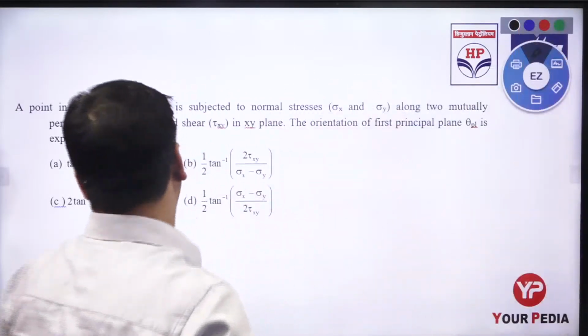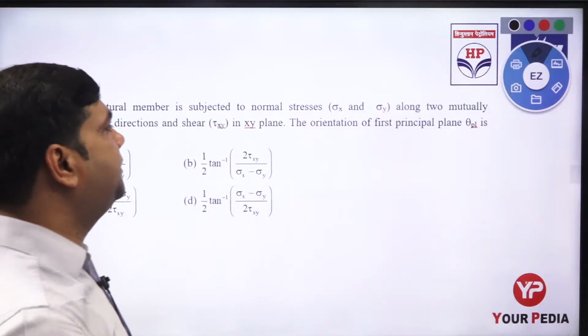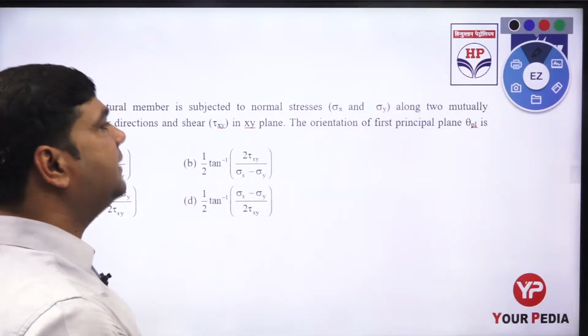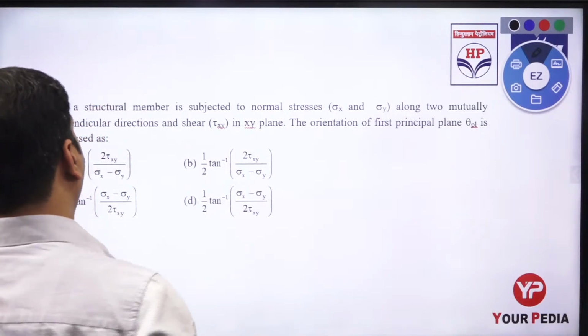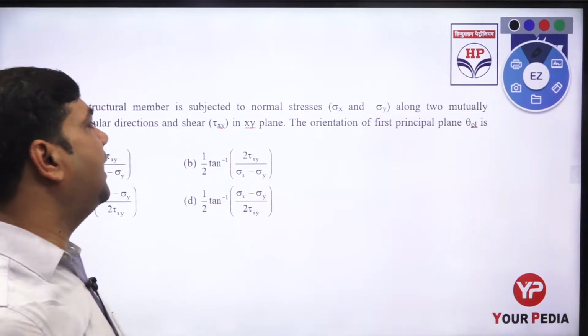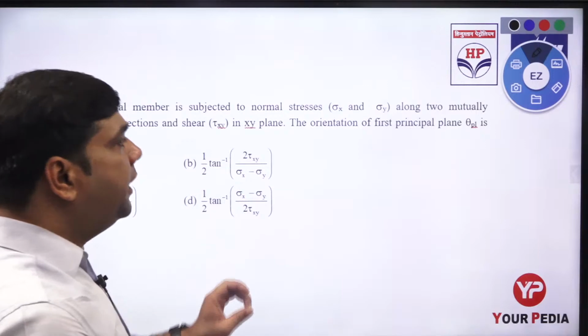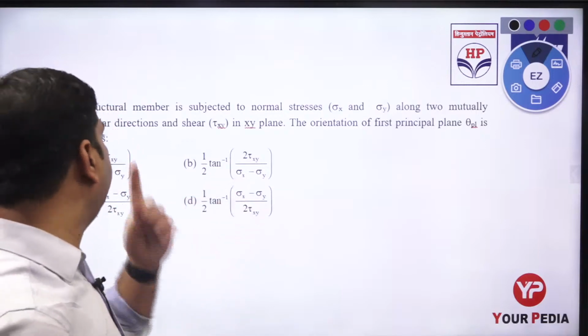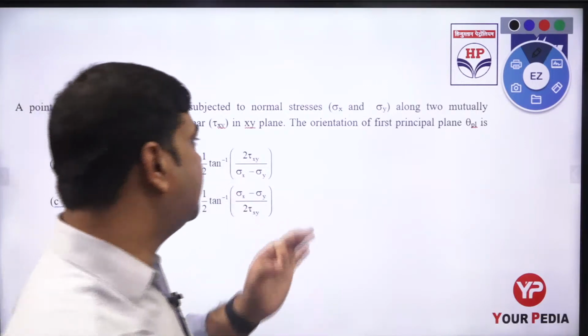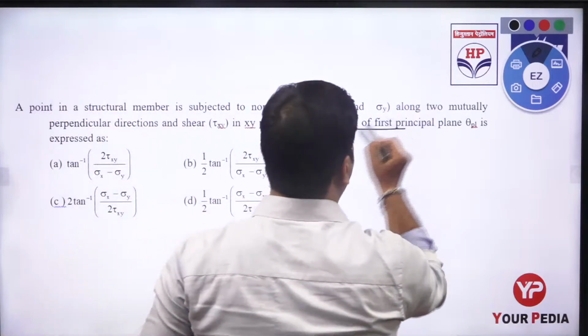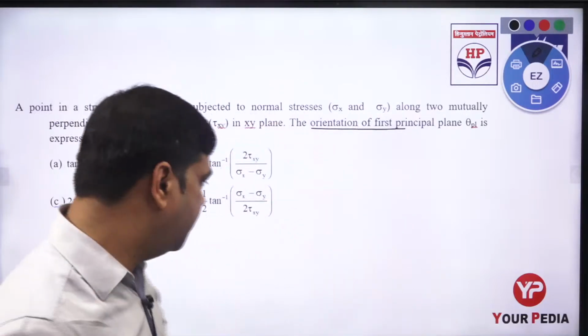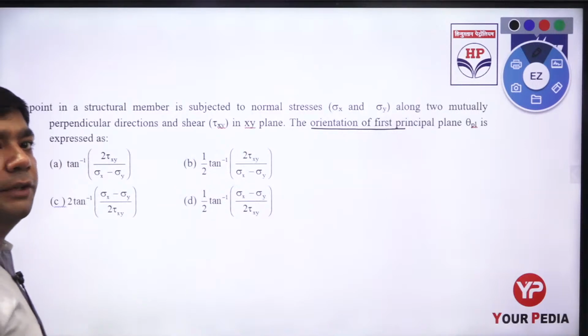The question says that a point in a structural member is subjected to normal stresses sigma x and sigma y along two mutually perpendicular directions, and shear stress in the xy plane. The orientation of the first plane theta p1 is expressed as... it is just asking about the orientation, just asking about the theta value. So what is the value of theta?